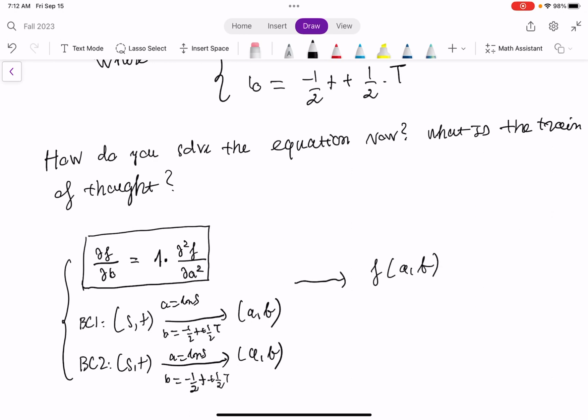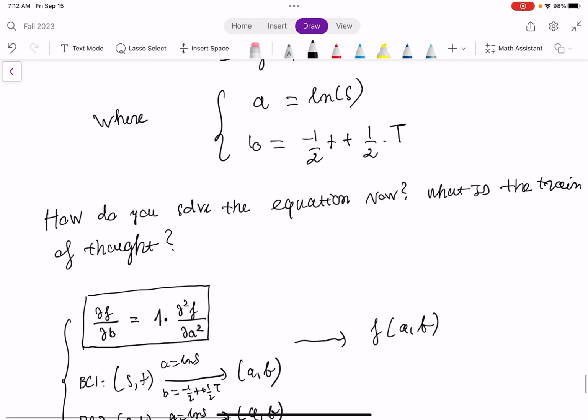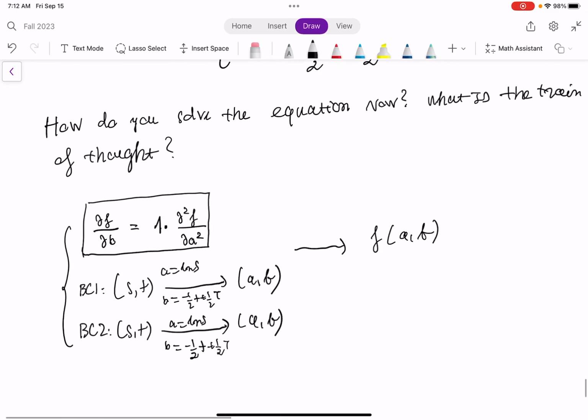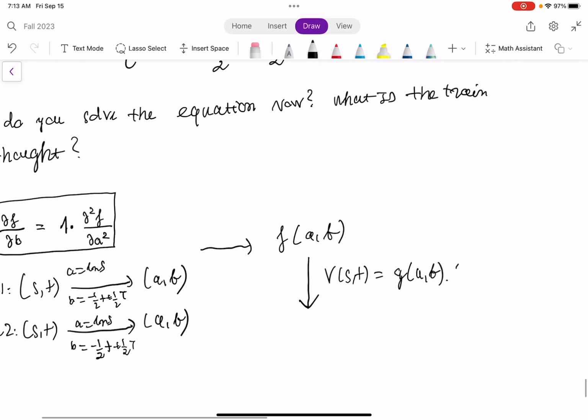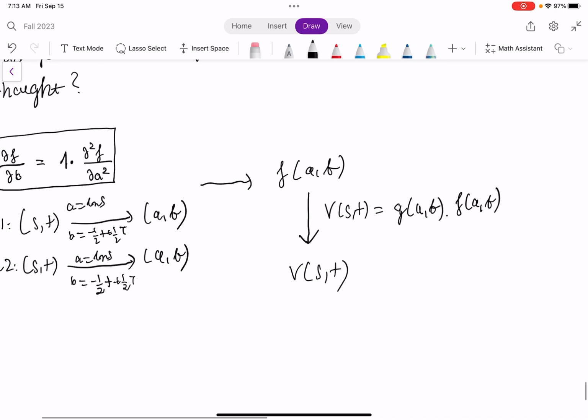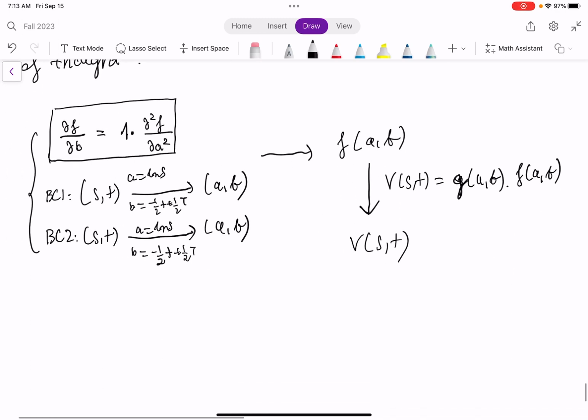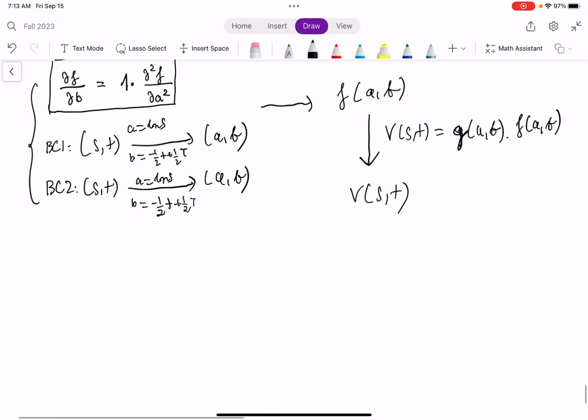Okay, and then after you get f as a function of a and b, you say v(s, t) is a function of g(a, b) times f(a, b), and then you get v(s, t). Okay, you see what I'm saying? So this is, let's demonstrate in Excel. It's easier.